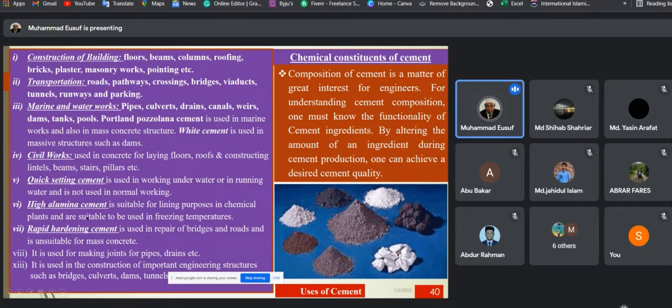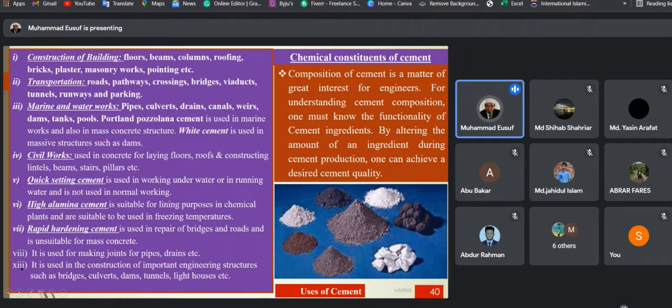High alumina cement is suitable for lining purposes in chemical plants and for use in freezing temperature. Rapid hardening cement is used in repair of bridges and roads, and is unsuitable for mass concrete. Only for repair works can we use the rapid hardening cement. It is used for making joints of pipe and drain. It is used in the construction of important engineering structures such as bridges, culverts, dams, tunnels, and lighthouses.